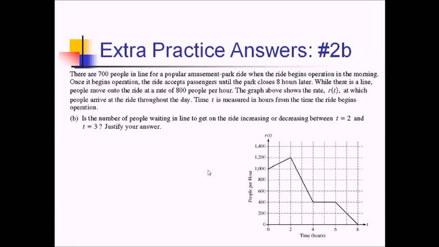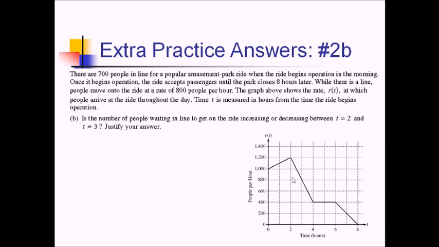For the next part of this problem, they want to know if the number of people waiting to get in line on the ride is increasing or decreasing between times 2 and 3. So if you just look at the graph here, you're like, oh, that's going down. But this is the rate at which people are arriving. We have to keep in mind that the rate at which people get on the ride is only 800. It's a constant value of 800. If you graph that on the same graph here, you've just got a horizontal line at 800.